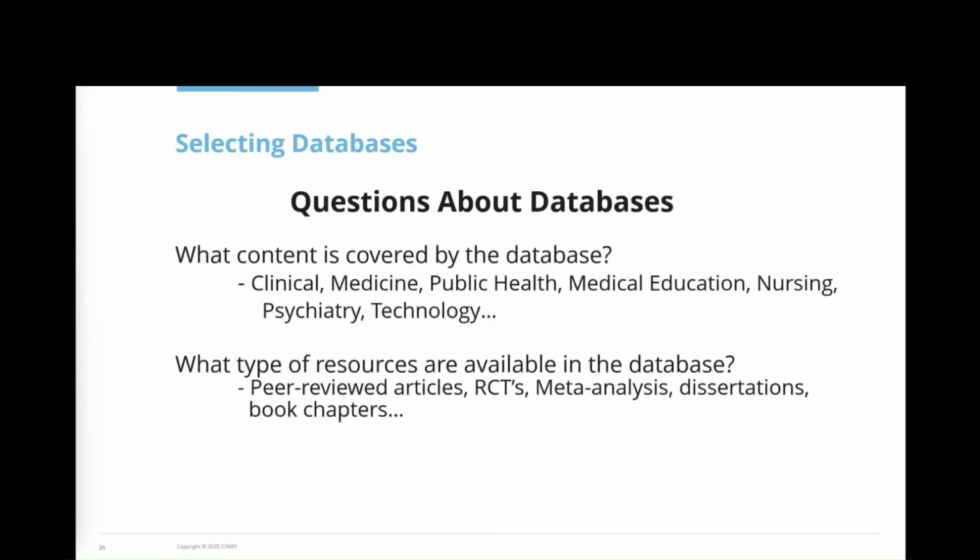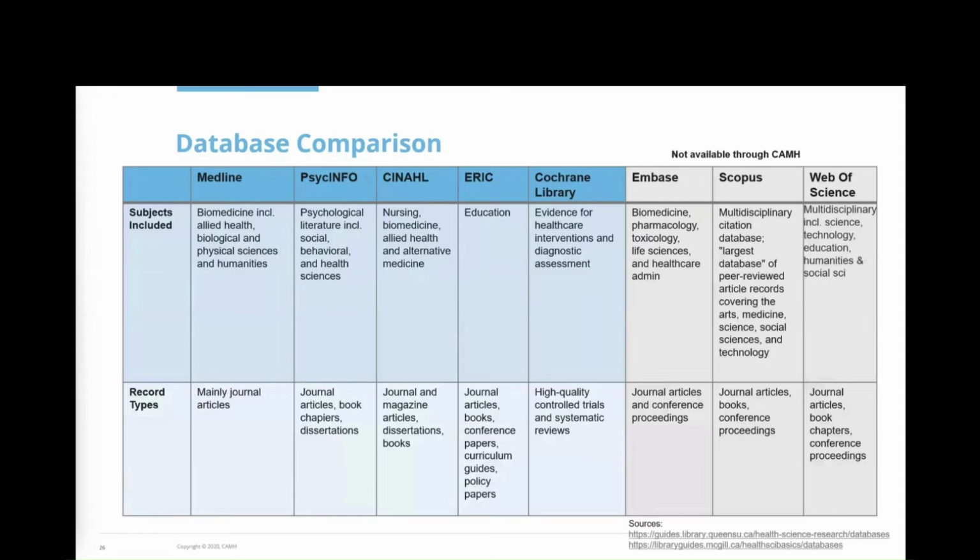We can ask similar questions about the databases. Does the database we're interested in have the journals or content that cover my topic or subject area? And what types of publications does this database include? This brief database comparison guide was adapted from a document that you can find on the Resources section. The blue area are databases CAMH has access to. The gray section are databases we don't have access to, but I included it as some of our service users have access to them through other institutions.